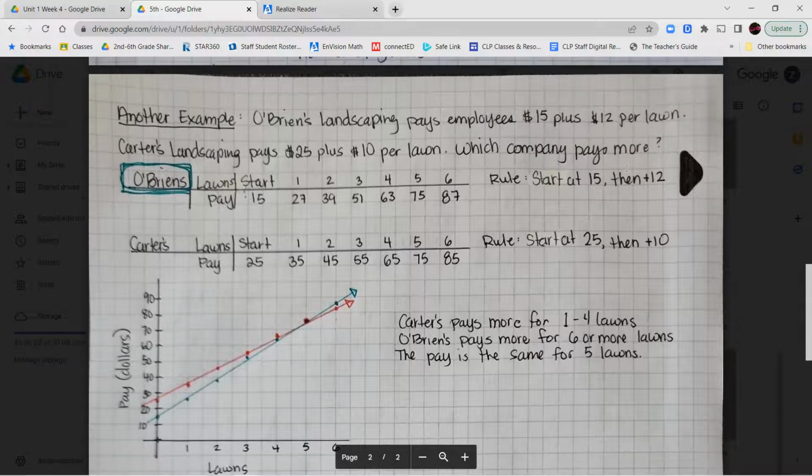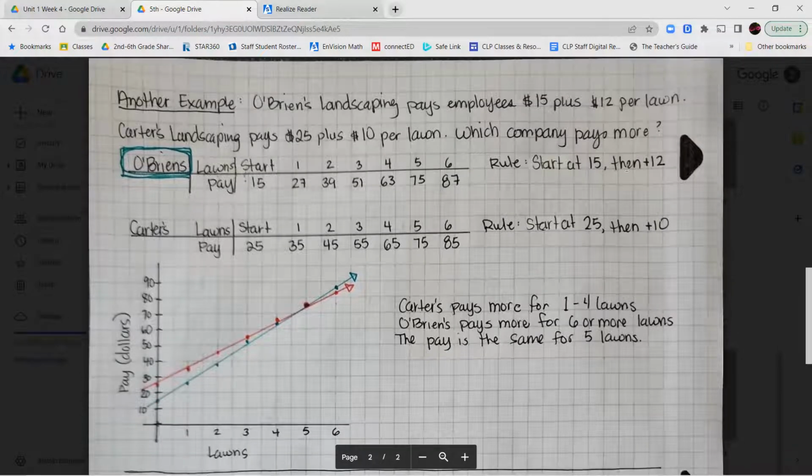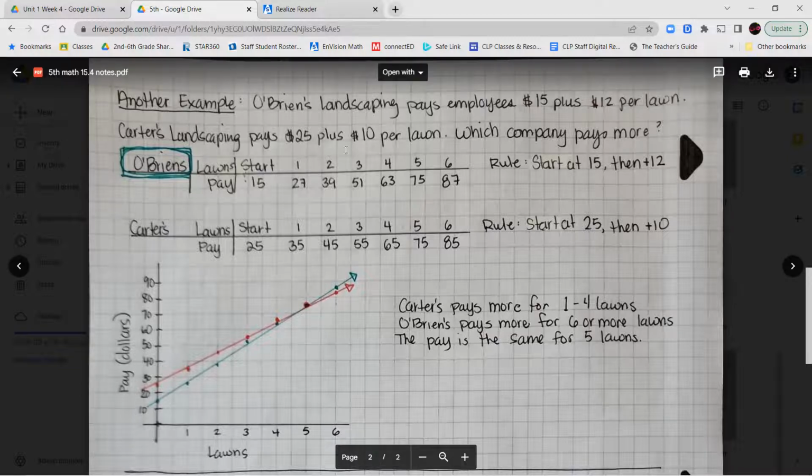Let's take a look at another example that's similar. It says O'Brien's Landscaping pays employees $15 plus $12 per lawn. Carter's Landscaping pays $25 plus $10 per lawn. Which company pays more? So we did O'Brien's in blue and we did Carter's in red.